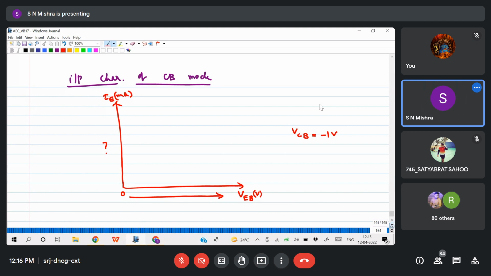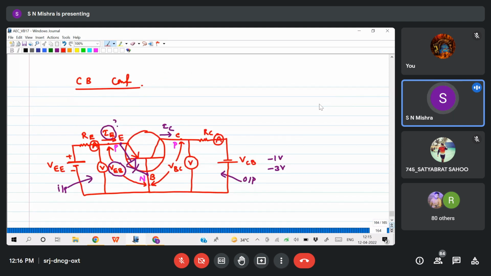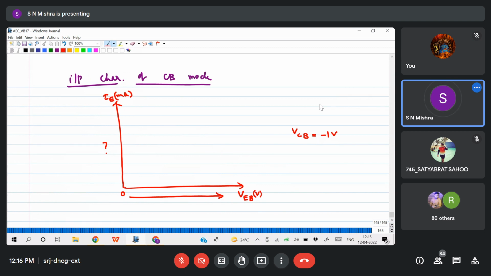Now, due to this forward biased PN junction between emitter and base, the characteristic will look like a diode characteristic. So the characteristic will be like this. Up to this point, the current is very small. After that, the current will increase exponentially. So I can write this is for VCB -1 volt. Yes or no? Are you getting why it is increasing exponentially? Because the emitter base junction is like a diode junction and it is forward biased, so the characteristic will look like a diode characteristic.